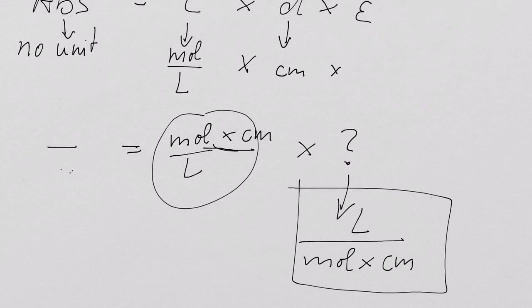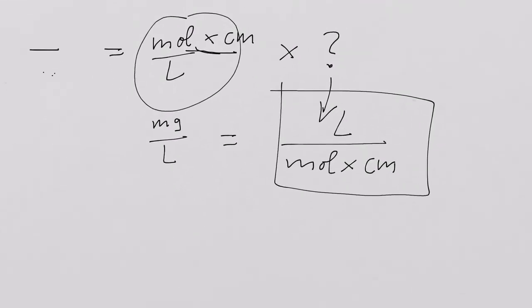Sometimes we could, for example, write the concentration not as mole per liter. It could also be, let's say, milligram per milliliter or milligram per liter. Then this unit would become, in this case, liter per milligram and centimeter. It depends on the substance. Yeah?